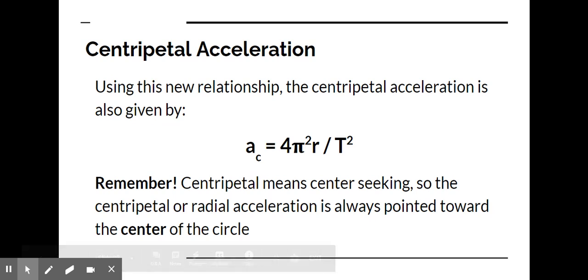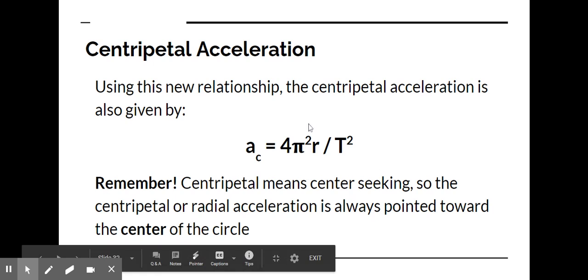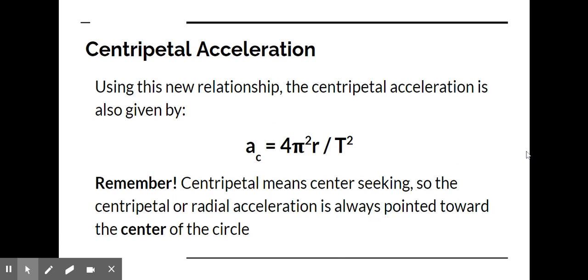Using that new relationship that we found for velocity, we have another equation for centripetal acceleration. This equation is a_c is equal to 4 pi squared r divided by the period squared. Make sure that you square your pi, okay? Be careful with that. And let's remember that centripetal means center seeking. So the centripetal or radial acceleration is always pointed toward the center of the circle. It is not pointed outward, it is pointed toward the center of the circle.